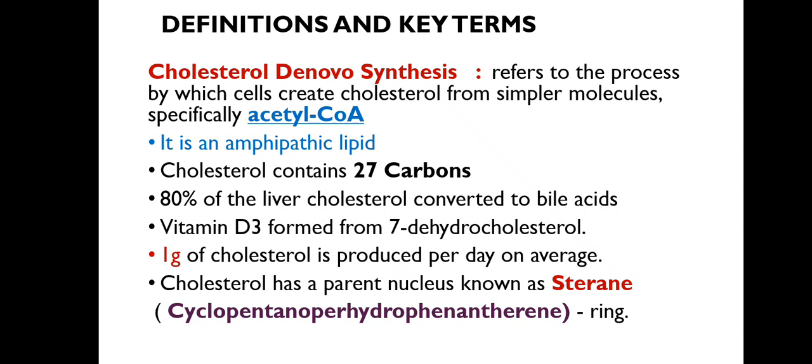Now, cholesterol has a parent nucleus. So when you say parent nucleus, I believe that some of you have already come across this cholesterol structure. We've seen that ring-like structure that it has. We call it the parent nucleus, which we refer to as the sterane. Okay? Which we refer to as what? The sterane. If you don't want to say sterane, you can use this long term that I've put down for you.